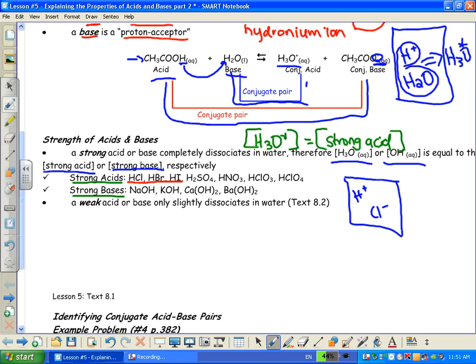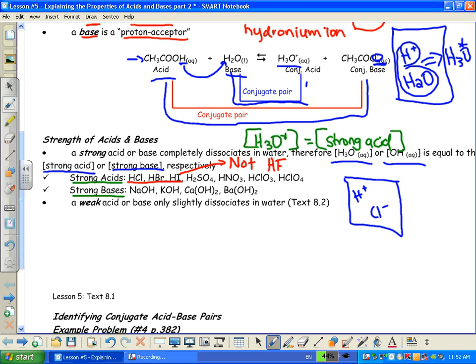The only one that is not considered to be a strong acid, I don't know if you want to make a note somewhere, is when hydrogen matches up with fluorine. That is not considered to be a strong acid. So everything else in group 7 is a strong acid except for hydrogen fluoride.